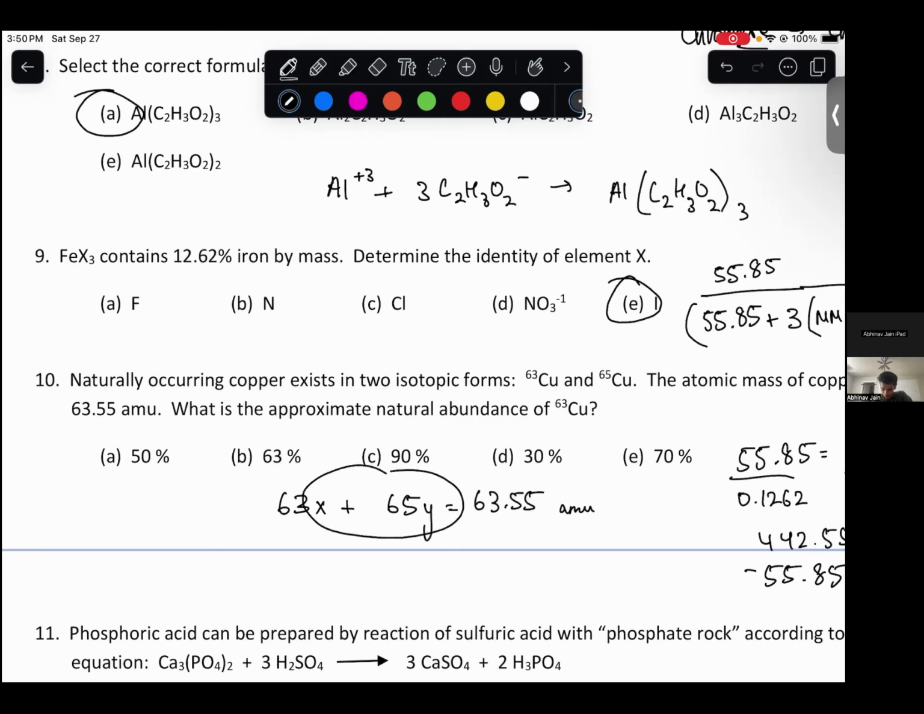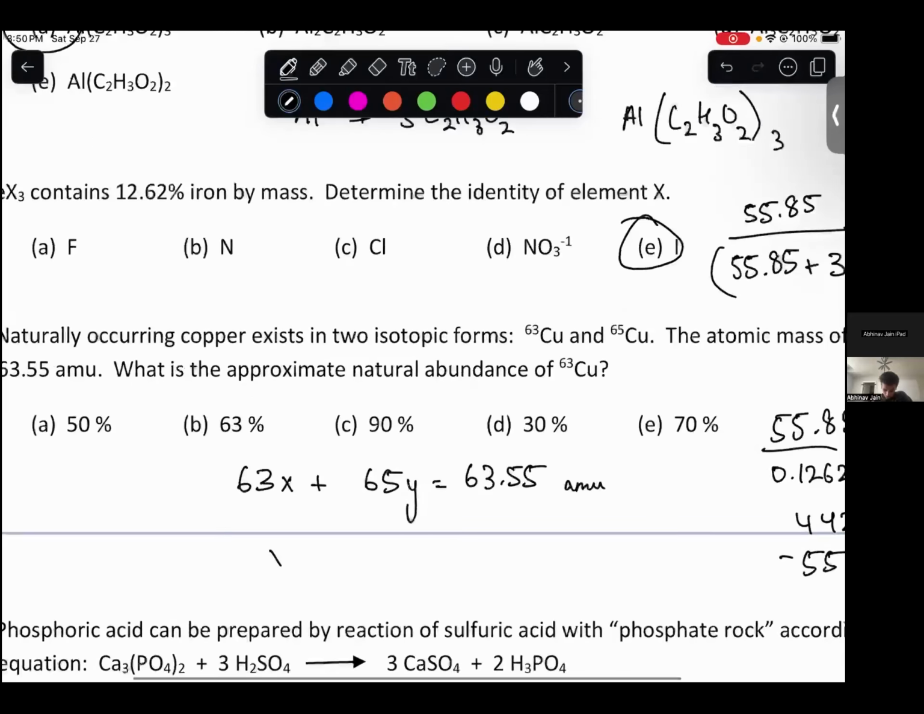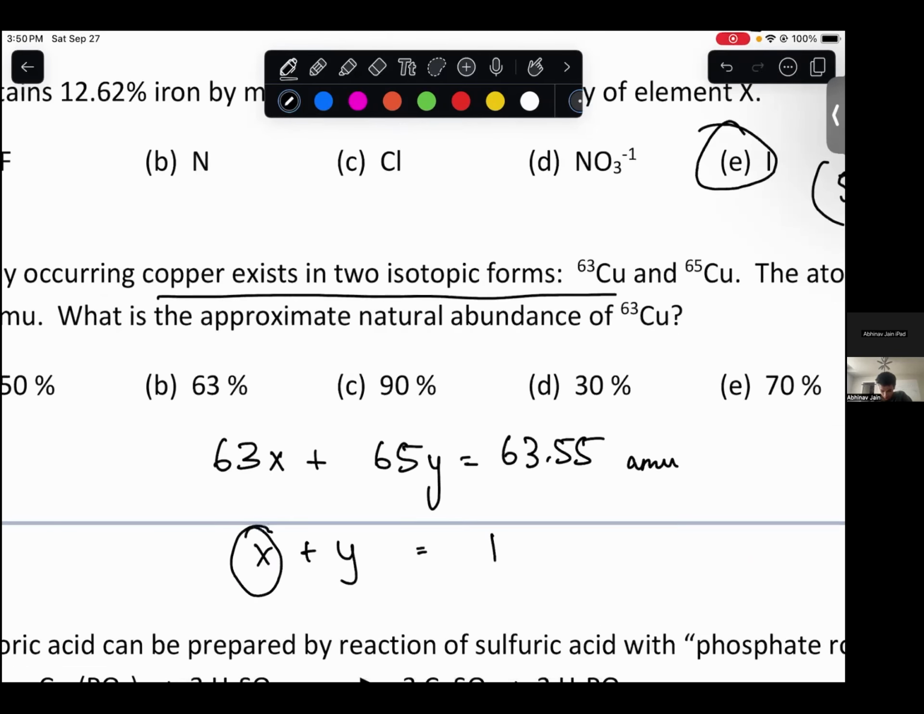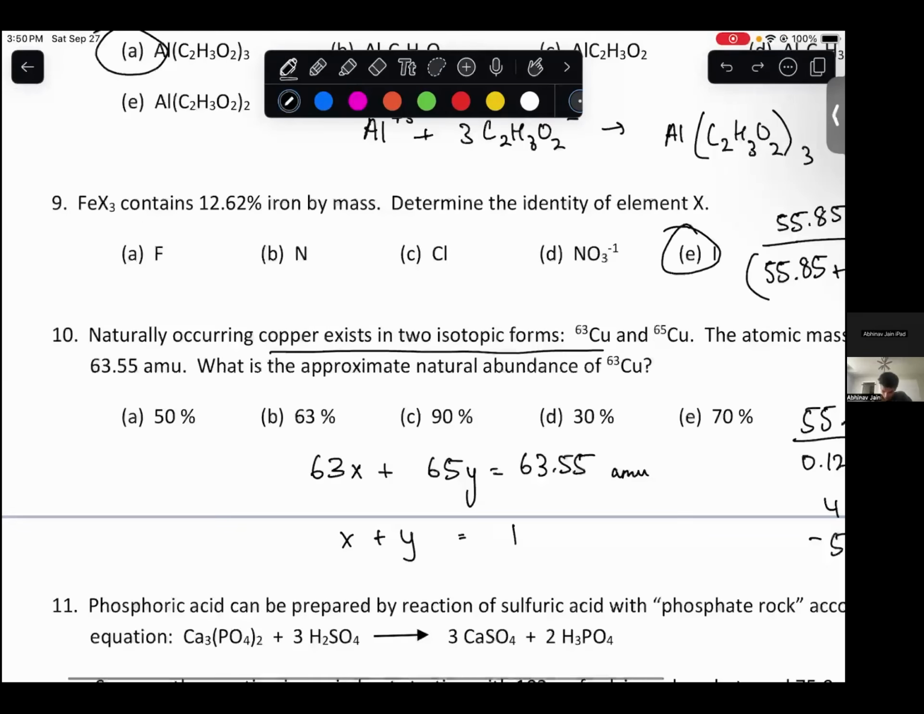So we have two variables, but we only have one equation. So we're going to need another equation to set up a system of equations. We know that X plus Y must equal 1 because these are both proportions. And it says it only exists in two isotopic forms. So we know that this as a decimal and Y as a decimal, they're going to add up to 1. You can also think of them as percents. X as a percent and then Y in percent form, it's going to add up to 100%. So we can kind of just solve for this system.